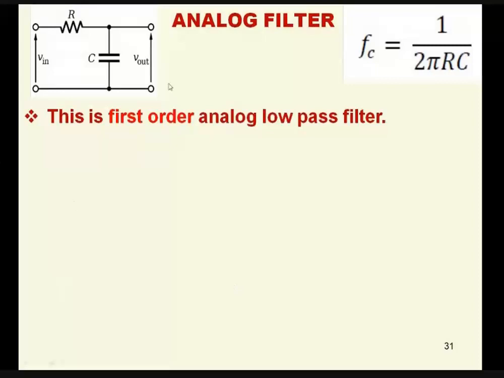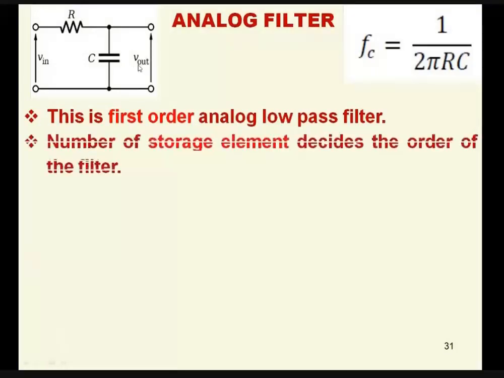Because the storage element decides the order. All of us know very well. I am just quickly refreshing this. The number of storage elements decides the order of the filter. This you must know. If you do not know, please make note of it. This is very interesting, right? The number of storage elements decides the order of the filter. Here we have one storage element, which is a capacitor. Hence we call it a first order filter. This is very interesting and very important, right?